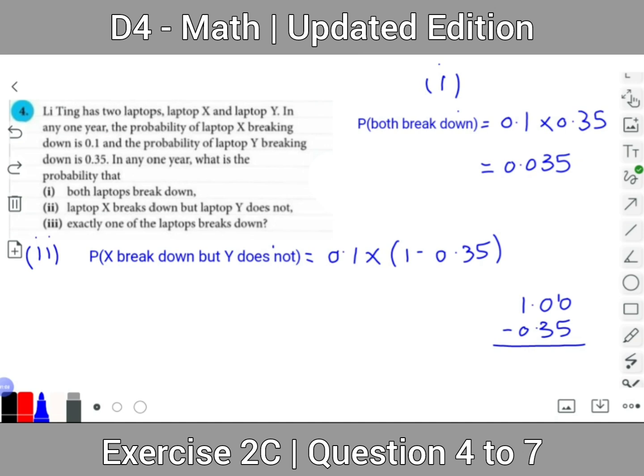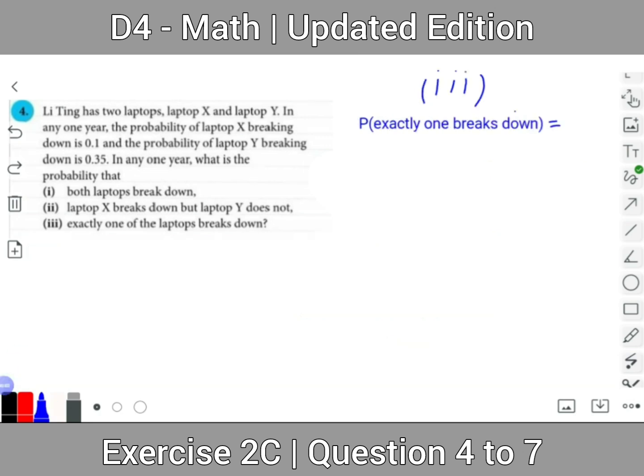So 10 take away 5 is 5, and here we have 9. So 9 take away 3 is 6. So here we have 0.65. 0.1 multiplied by 0.65 will be equal to 0.065. So the probability that X breaks down but Y does not is equal to 0.065.